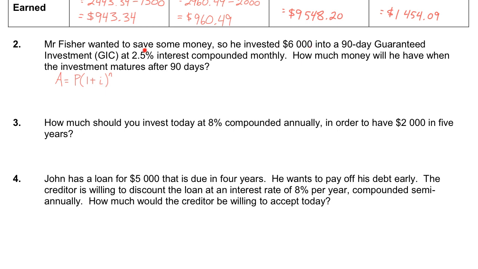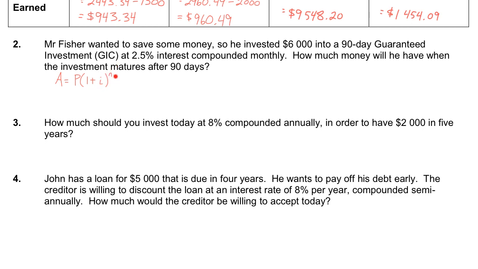Well, the annual interest rate is 2.5% interest. So that's 0.025. We have to divide it by the compounding per year. So it's compounded monthly, so we'll have to divide by 12. So that'll get us i.